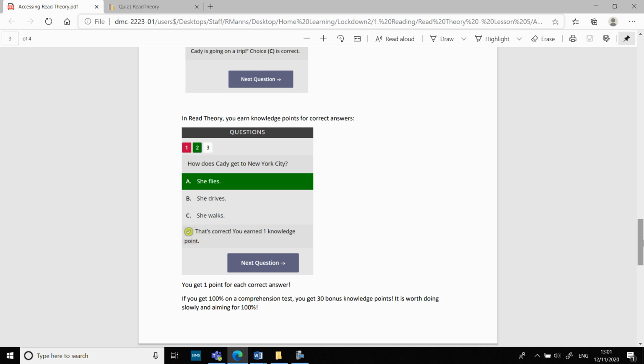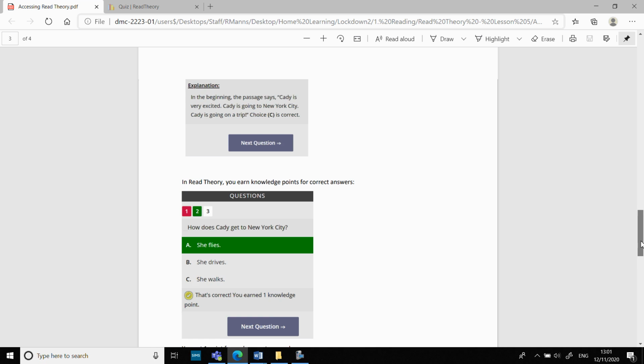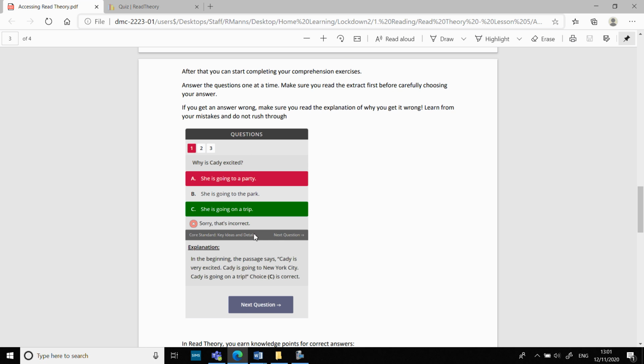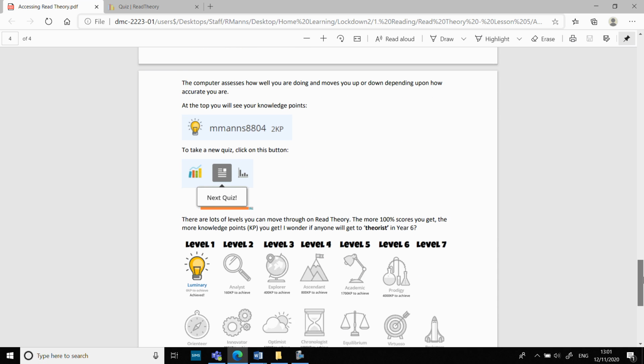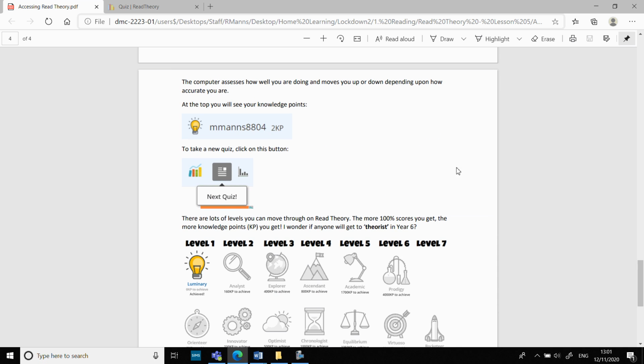Okay, so the key is to try and answer as accurately as you can. If you get one wrong, that's fine. Learn from your mistake and go through it. It's explained on the PDF here. It says the computer says how well you do, and moves you up and down depending on how accurate you are.